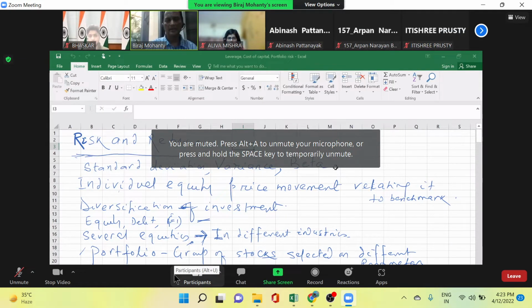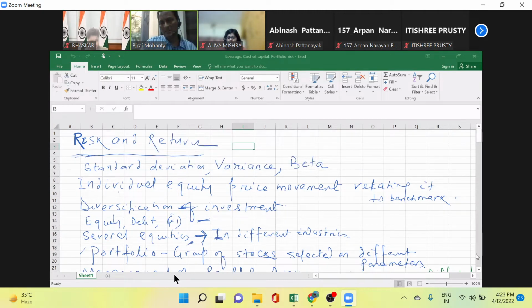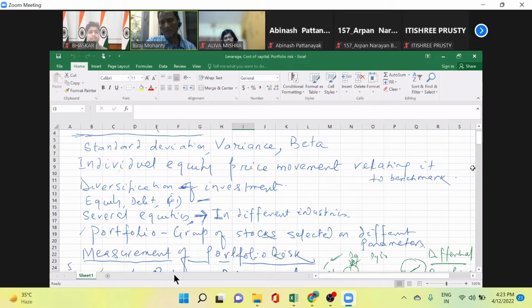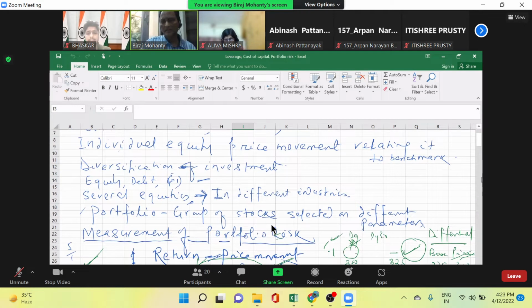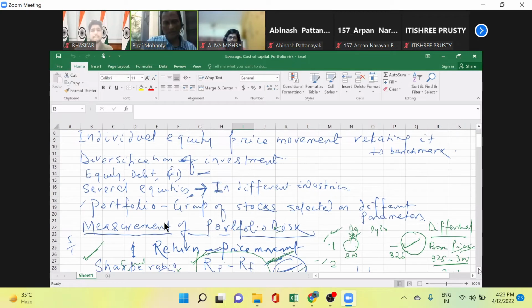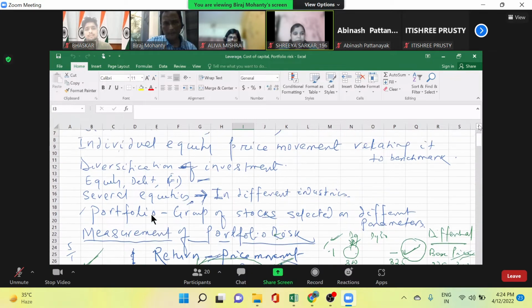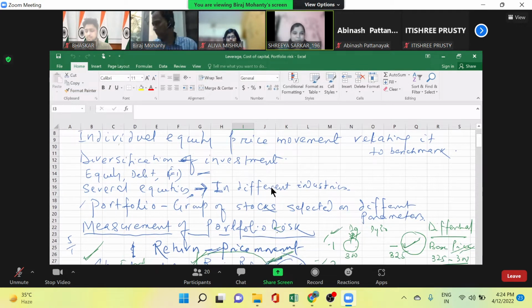Now, anybody can tell me, you have measured the risk, but how can you reduce the risk? By diversifying the portfolio. What do you mean by the portfolio? The portfolio is the different stocks, the pool of stocks which we have invested in.